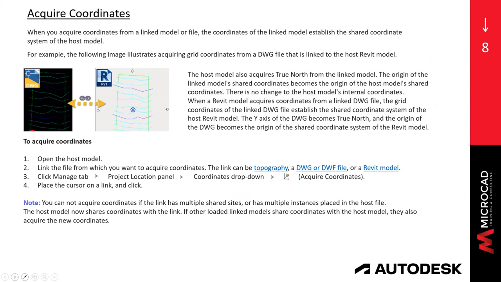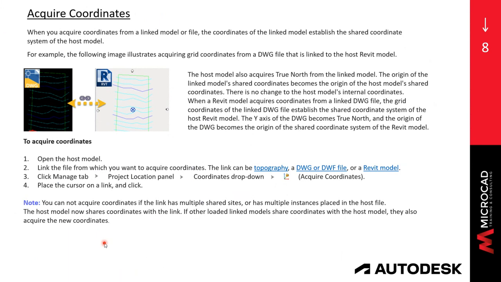And the workflow for that is that you will link the file, and then, I mean, it can be a topography, it can be a DWG, or it can be a Revit model. I've heard a lot of people create a Revit model just to have those shared coordinates, which is a very good workflow. And then in the Manage tab, you need to go to the Project Location panel. In the Coordinates drop-down, find the Acquire Coordinates icon. It looks like so, as you can see here in this little icon. And then you need to place your cursor on the link and click.